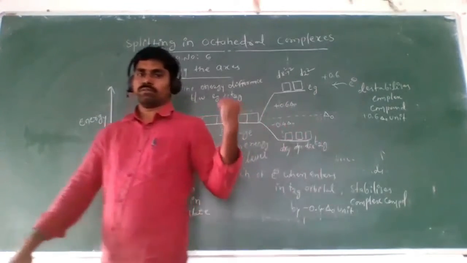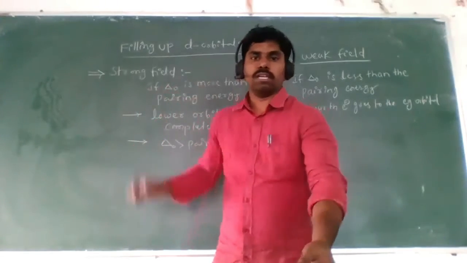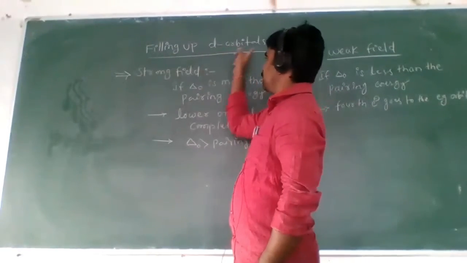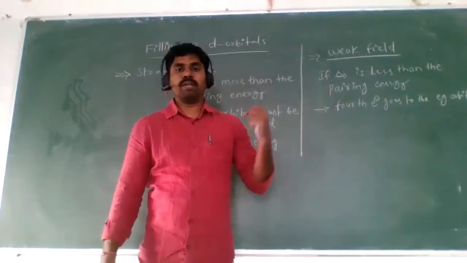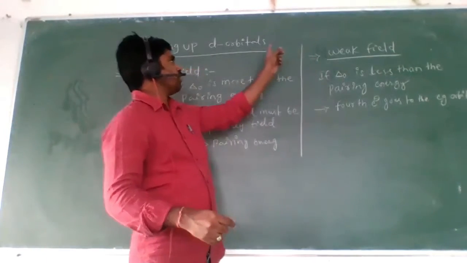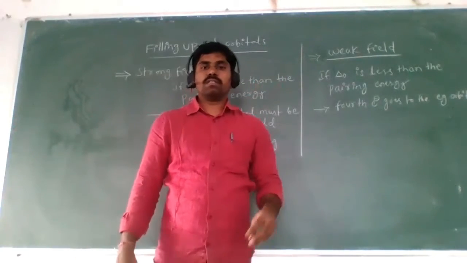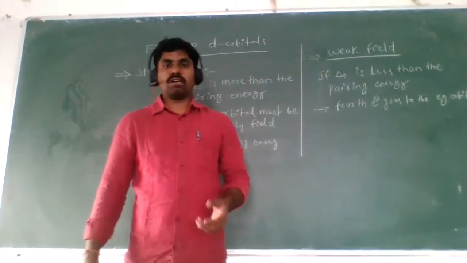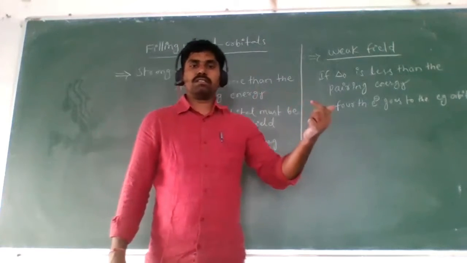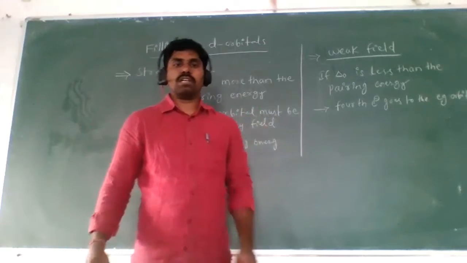Okay, note down. Right. Next one, look at here. So filling of d orbitals in the octahedral. Look at here. Here there is strong field and weak field. Strong field means the ligands that form a strong field. Which ligands form a weak field with the central metal ion?